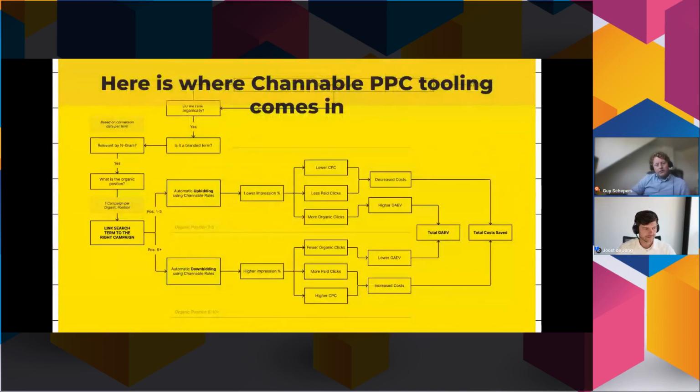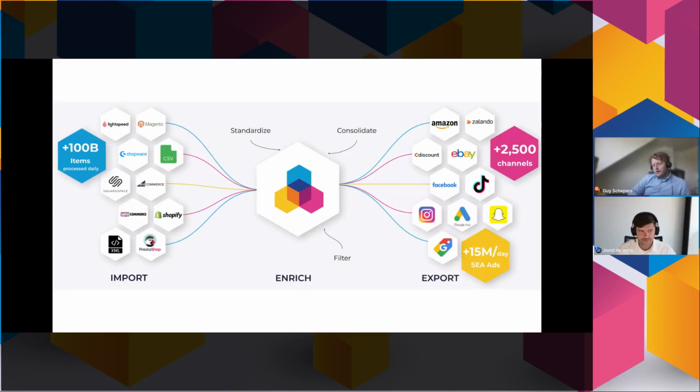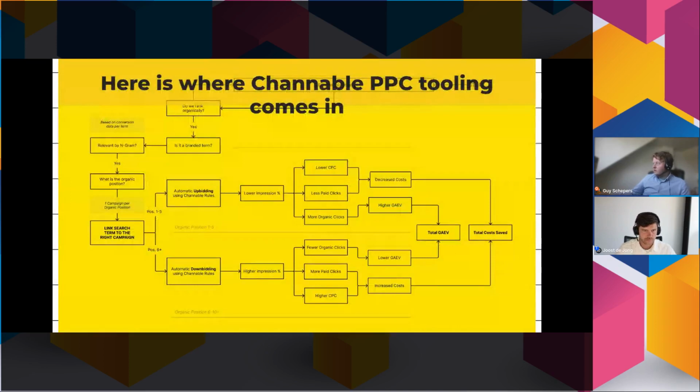So we cleaned all the data in Channable, and here is where the Channable PPC tooling comes in. At Fingerspitz, we make a lot of use of the PPC tooling, of course for Google Ads, but Channable is a beautiful tool to push product data towards Facebook as well, and of course the marketplaces. And this was just a typical example of how we make really good use of Channable. Back to the case, because that's what you guys are interested in.